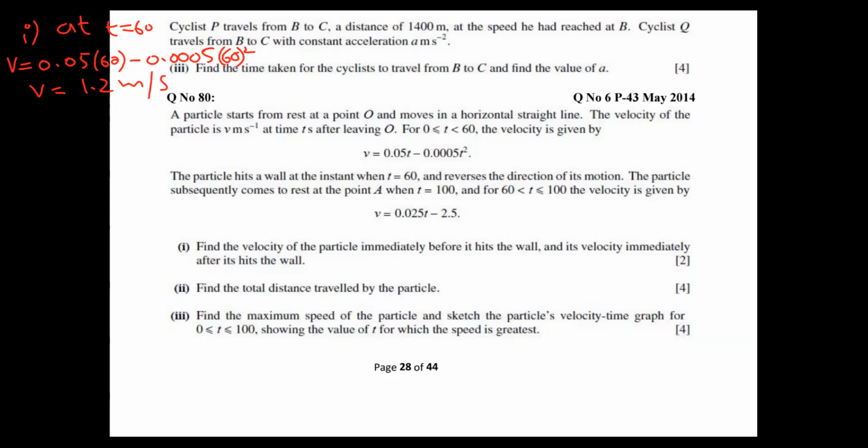And now I talk about after hitting. So at 60, once again I will plug in, but I will use the second equation. So velocity is equal to 0.025 times 60 minus 2.5. If I type it in the calculator, it gives you negative 1. And this negative sign shows that it is coming back to the observer. So this point is very clear. And he's asking for velocity, so I should not eliminate the minus sign. If he asks for speed, then I will write only 1. So these 2 marks are achieved. Alhamdulillahi Rabbil Alameen.